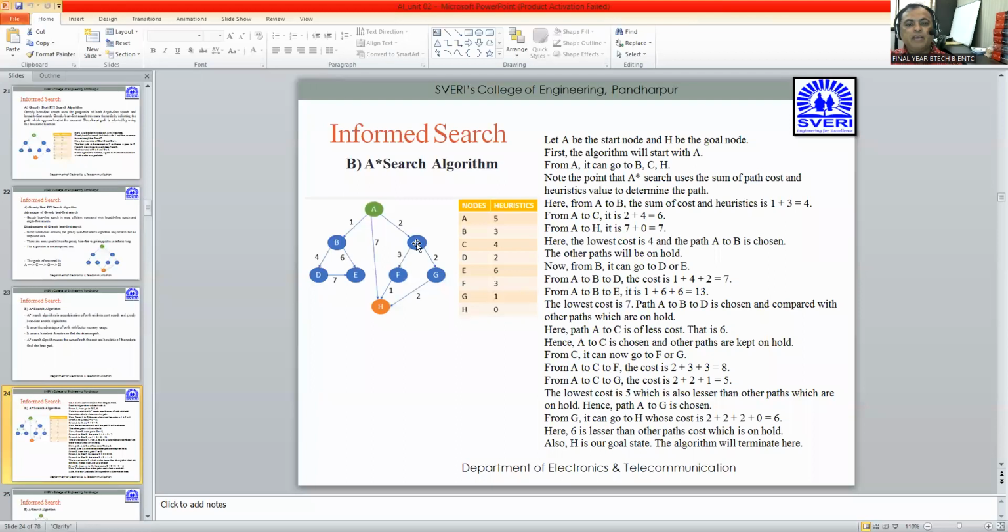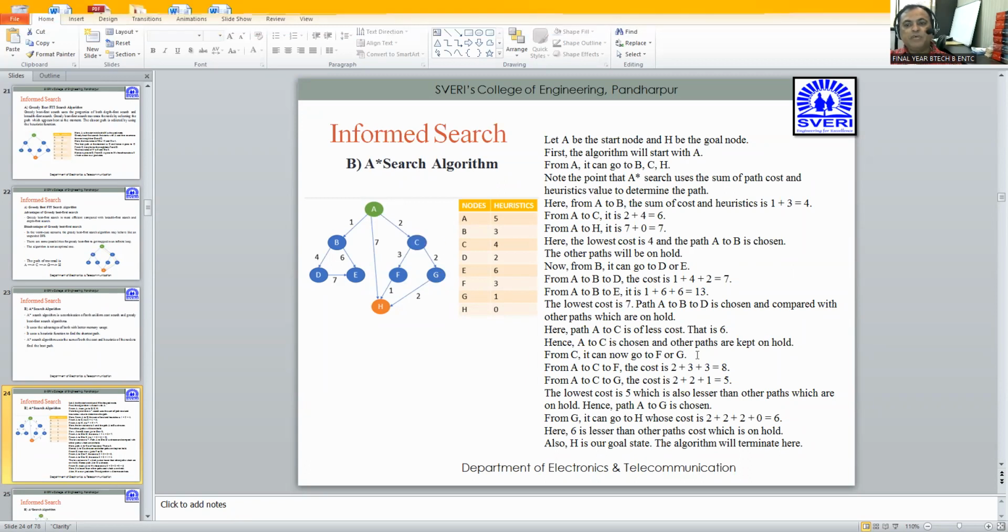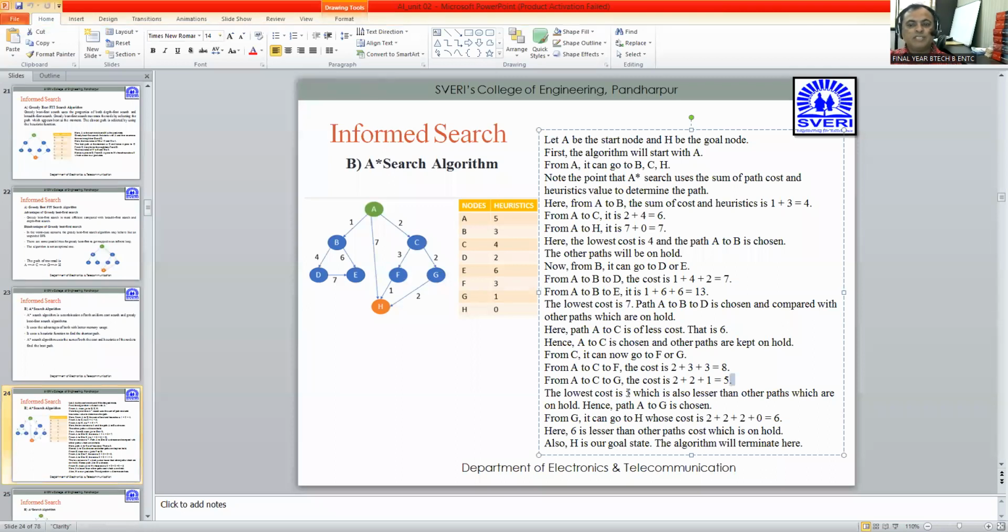Now from A, as we know that the path is C. Now from C, it will go to F and G. Now from C, if you consider C is 4, it will go to F. So 3 plus F is what? 3 plus 3, 6. And this 2, 8. And this 2 plus G is 1. 3 plus 2, 5. So it will be 8 and 5. So which will be the shorter way? It will be 5. So the lowest cost is 5.